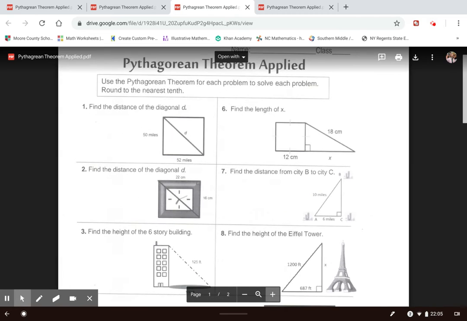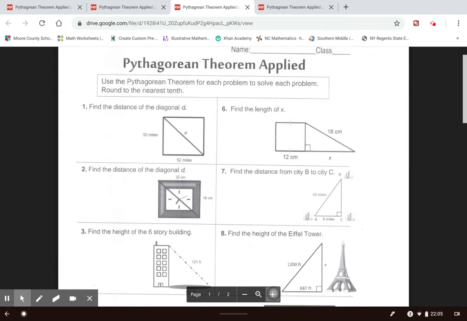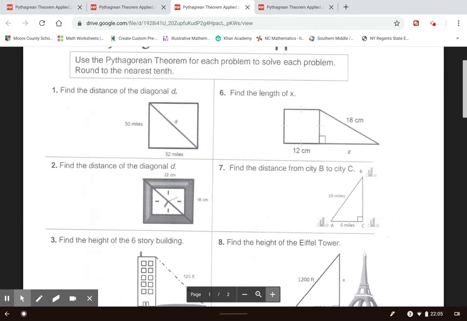Now I'm going to come over here this time to number 6. And number 6 says to find the length of x. Okay? So when I'm looking for the length of x, x is right here. So I know 18. So that means I know my hypotenuse because it's across from that right angle symbol. So I'm looking for the leg x.